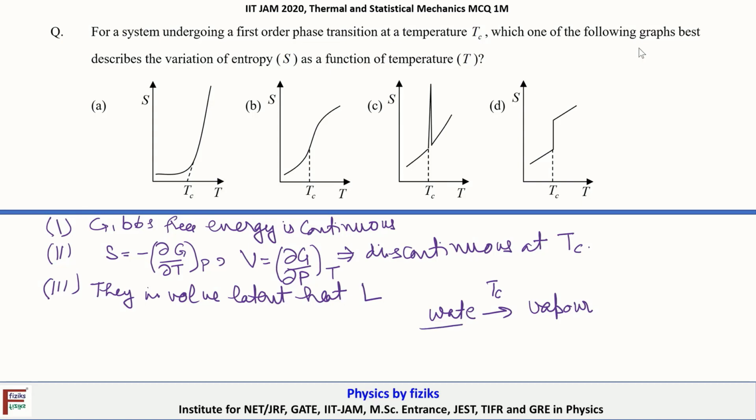Now let's try to understand the behavior of water when we are increasing the temperature. I'm not talking about the transition temperature here. I'm talking about the behavior of the water system below the transition temperature, when we are far away from it. When we are increasing the temperature of the water, what do we expect? The change in entropy with change in temperature should be a positive quantity. This is what we expect logically.